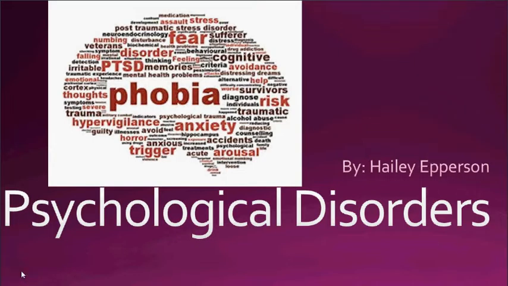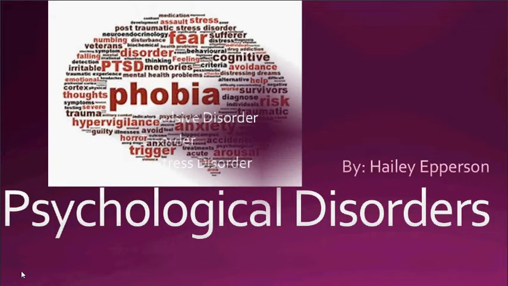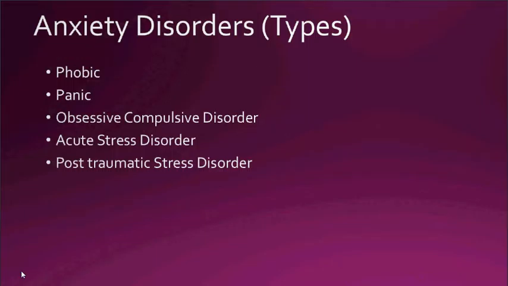Hello, my name is Hailey Epperson, and I will be discussing Chapter 12, which is Psychological Disorders. I will be talking about the anxiety disorders and the different types. We have 5 different types. We have phobic disorder, panic disorder, obsessive-compulsive disorder, acute stress disorder, and post-traumatic stress disorder. Each of these will have their own slide, and I will be explaining a little bit about each and what they mean, some signs and symptoms, and I will also be incorporating myself to aid in an example for you to understand a little better.